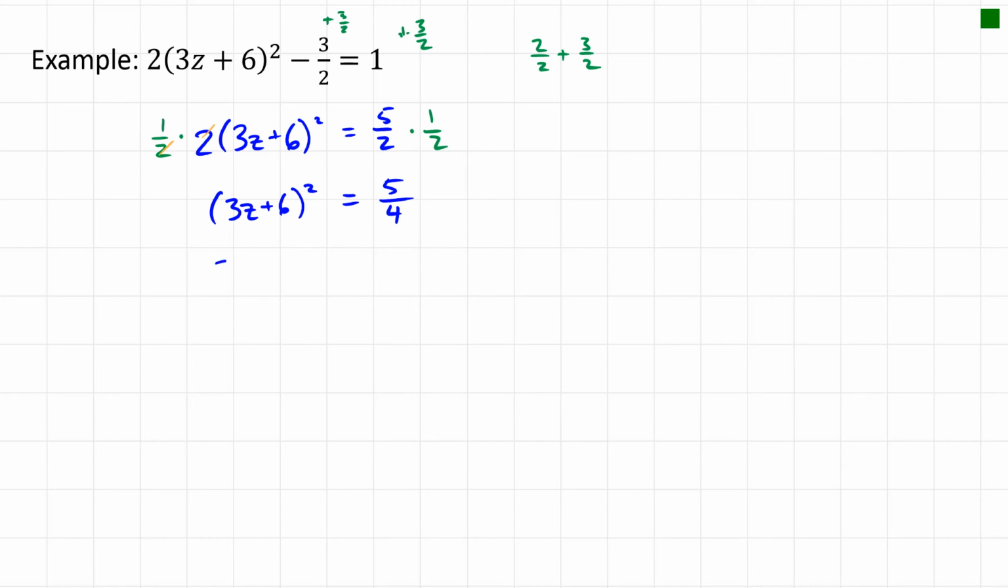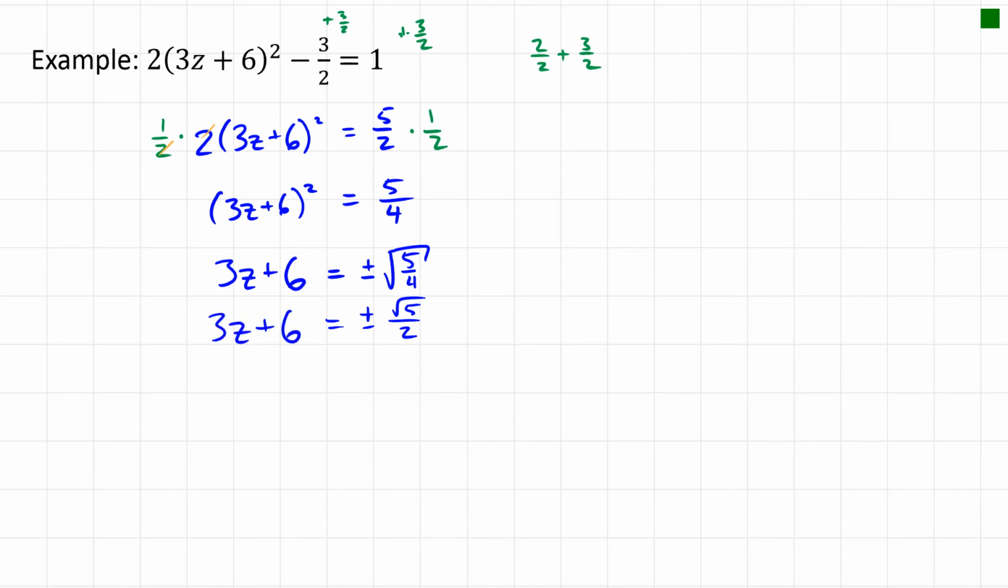Now I'm going to apply that square root principle. So that means that 3z + 6 is equal to the positive or negative square root of 5 over 4. And 4 in the denominator is a perfect square. So that's the same as root 5 over 2 by taking the square root of the top and bottom independently.